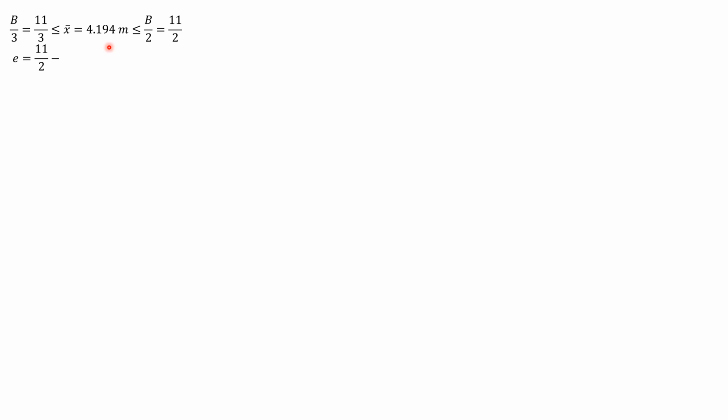So e is 11 over 2 minus x bar, 4.194, so 1.306 meters. So that we can see this on the picture, let's have the cross-section of the dam. So this is the center line, and the distance between the center line and Ry is the e, as shown in the figure. That's e. So we can use the combined stress formula, q equals Ry over B quantity 1 plus 6e over B.